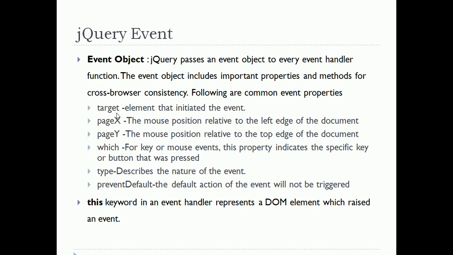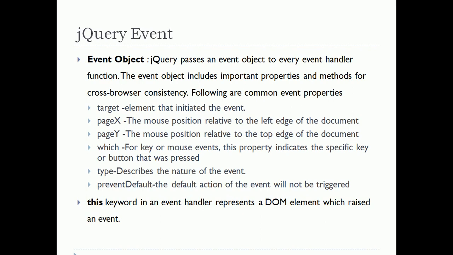The first one is target, which gives you the element that initiated the event, which is nothing but the HTML element that initiated the event. pageX and pageY give the mouse position relative to the left and top edge of the document. The which property will give you the key or the mouse button that you have pressed. If you are working with a keyboard, it gives you the key that you have pressed, and if you are working with a mouse, it gives you the mouse button that you have pressed. Type describes the nature of the event, meaning it tells you which kind of event has occurred, like whether a click event, a double click event, or a key press event has occurred.